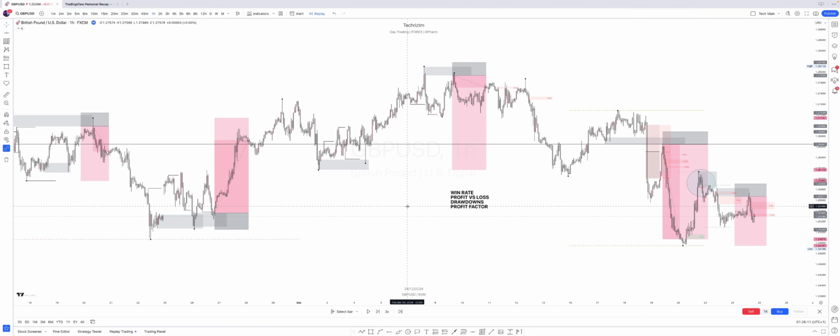Patience and discipline. And I'm wishing everyone good luck. If you've never backtested before, this is actually your sign to lock in and start backtesting.